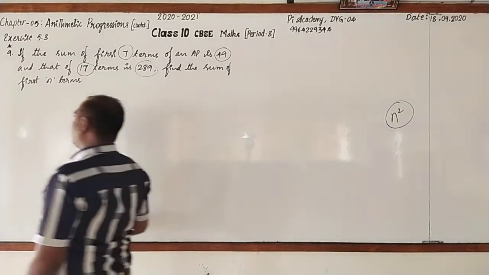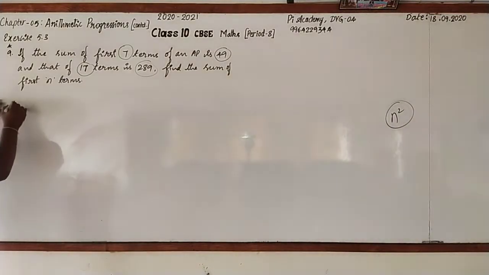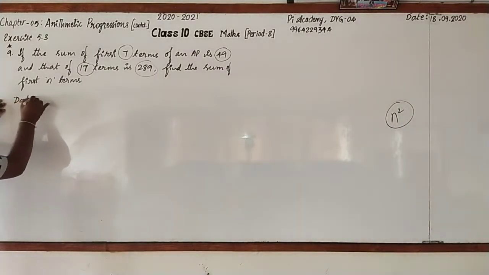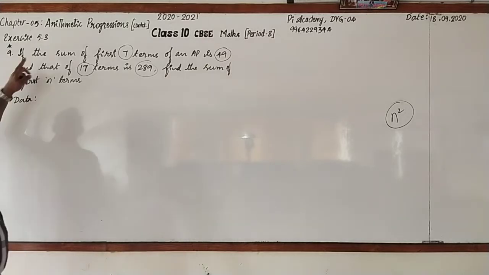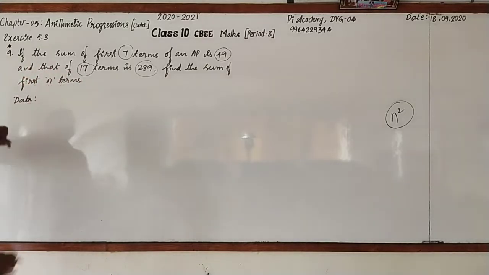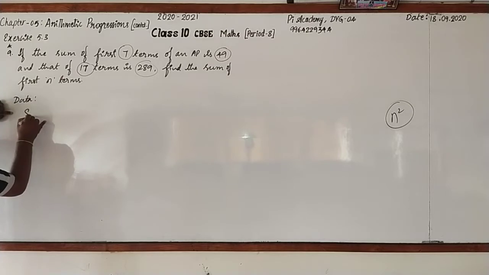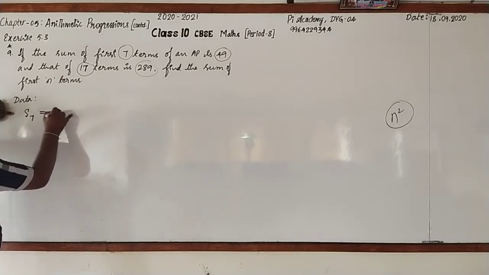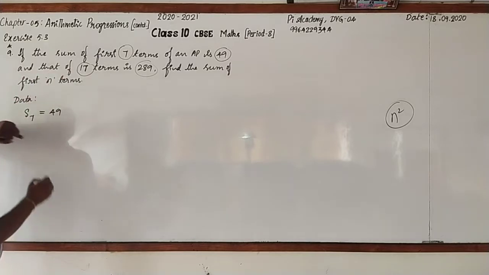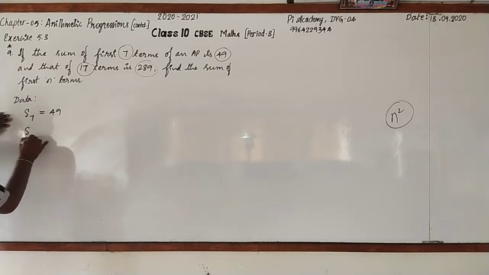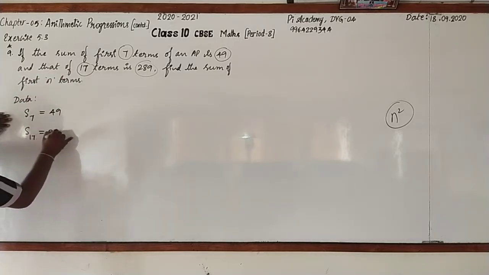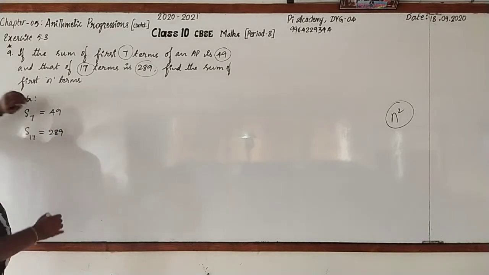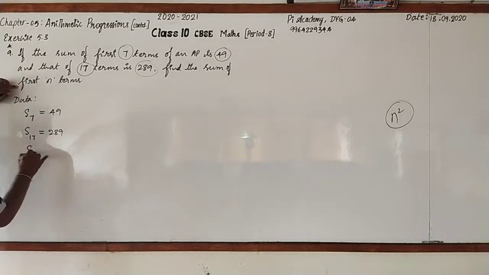But let us go for the actual steps. Write the data with me. If the sum of first 7 terms, how do you write? It is S7 is equal to 49. And that of 17 terms, S17 is equal to 289. Then find the sum of first n terms, Sn equal to question mark.